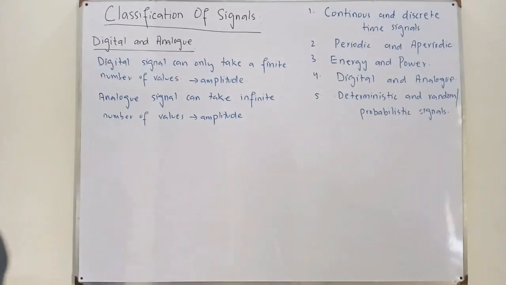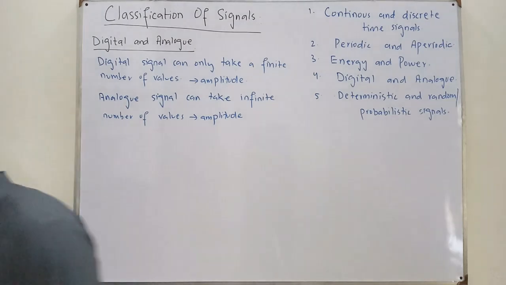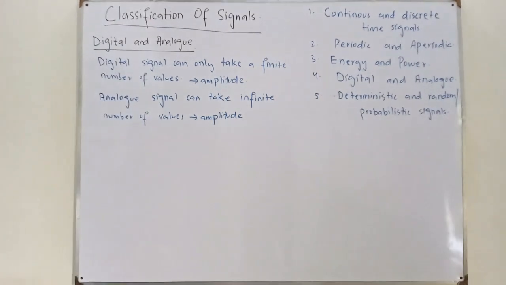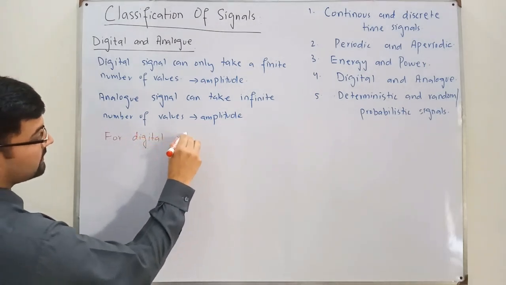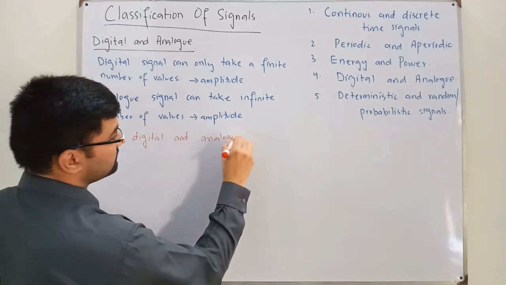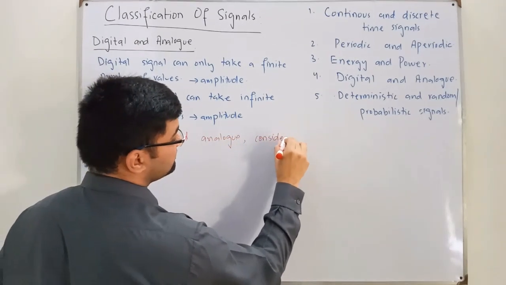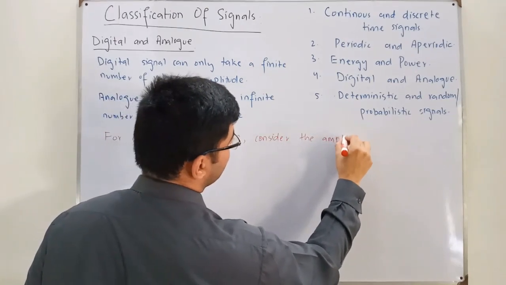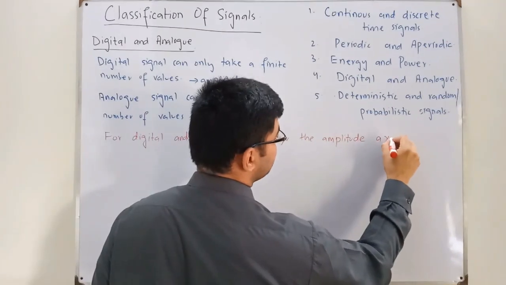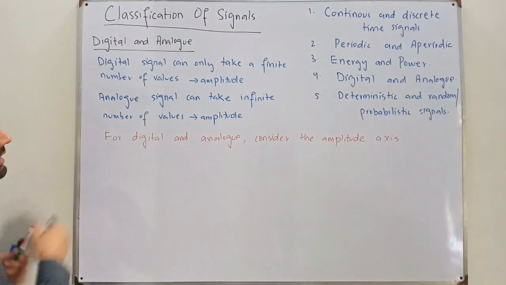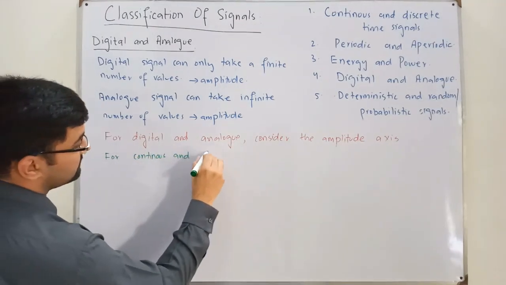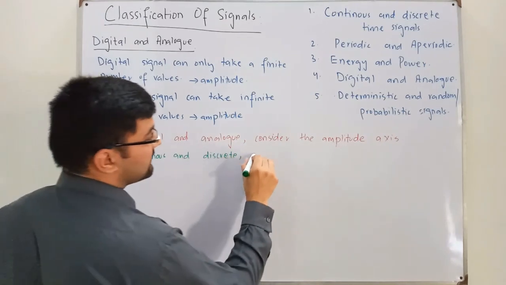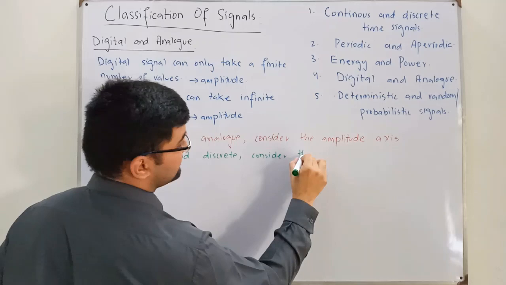So to remove that confusion, I will tell you a method so that you don't confuse it. Alright, for analog and digital signals, consider the amplitude axis, whereas for continuous and discrete, consider the time axis, the horizontal axis.